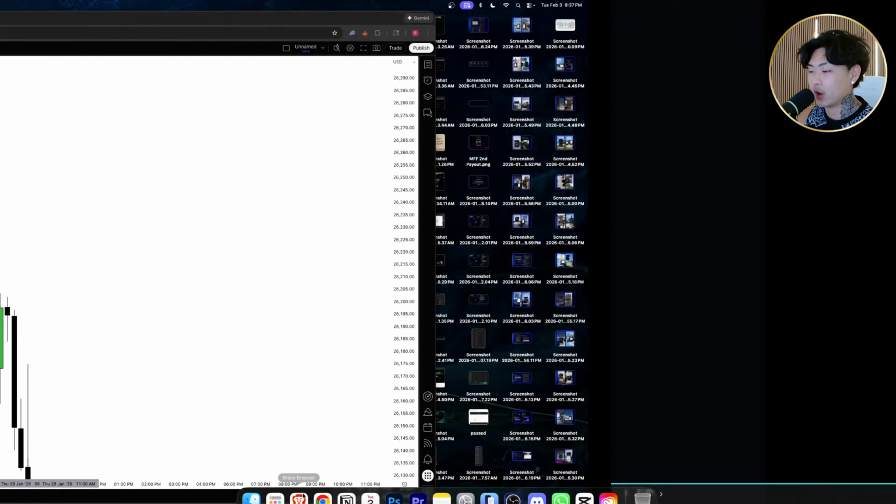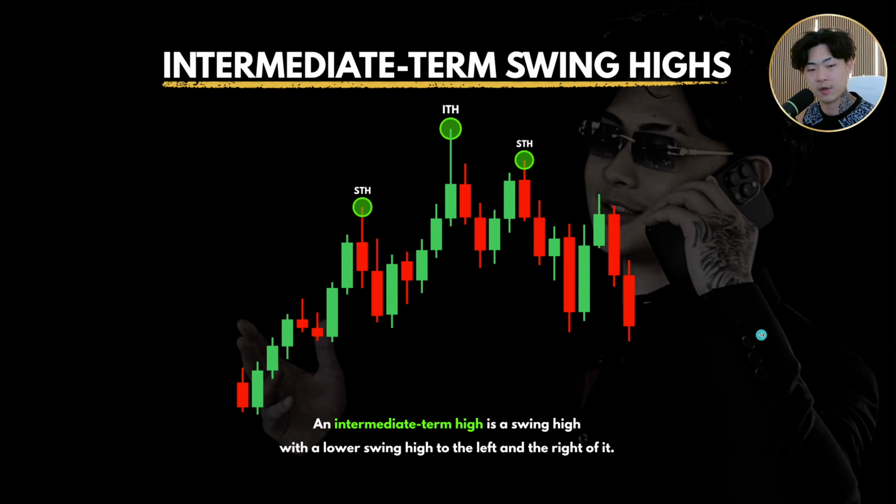Now, there are a couple other types of intermediate swing term highs and swing term lows, and we'll get into why these are significant in just a second, but for now we're just focusing on learning how to identify them. We'll explain further what they mean and how to utilize them later in this session.